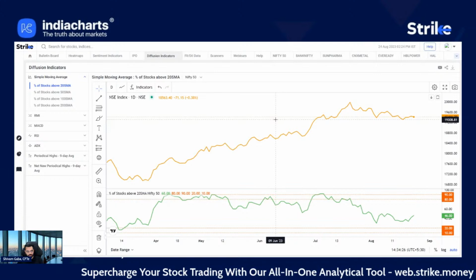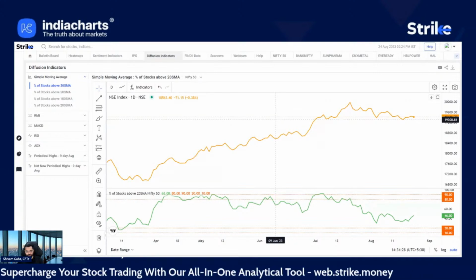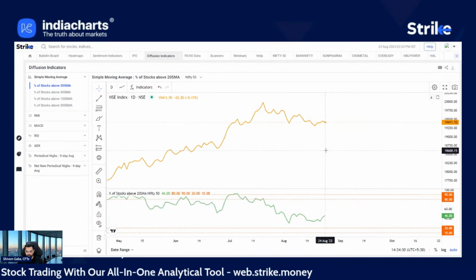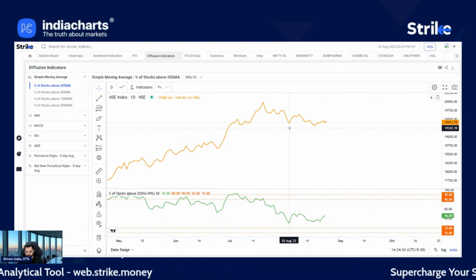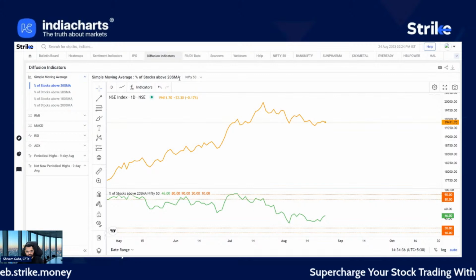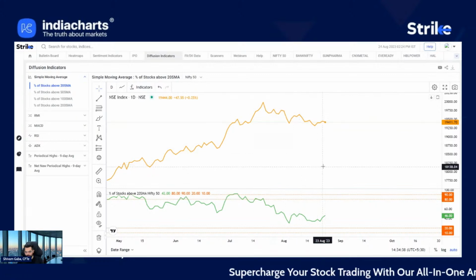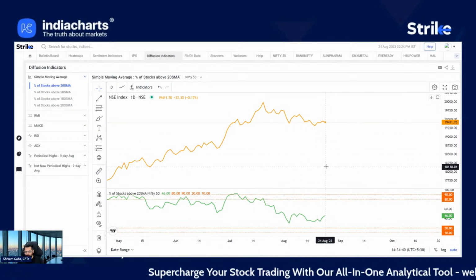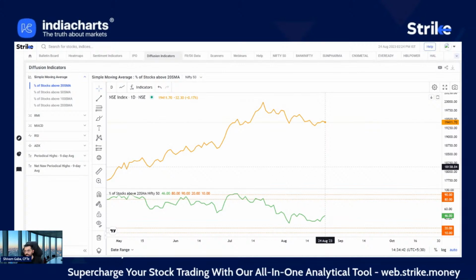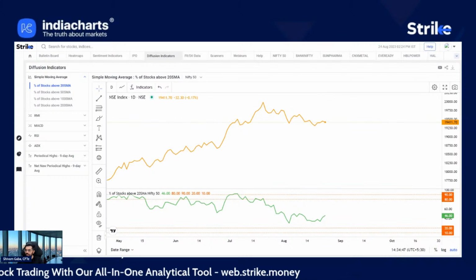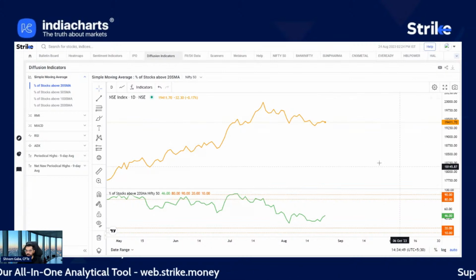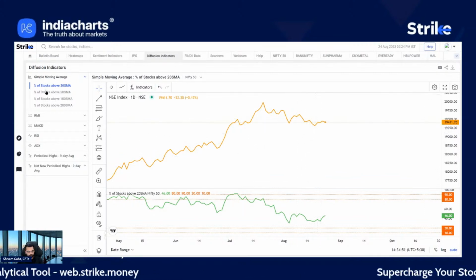So if I look at the breadth in terms of diffusion indicators, that is, how many stocks are above their respective moving averages, then first I'm looking at the 20-day average for Nifty 50. This number is slowly picking up, and as of now, 46% of stocks of the Nifty index are above their 20-day average. Of course, this number can change based on the live prices, so that needs to be monitored.